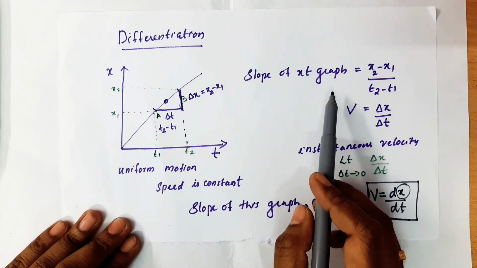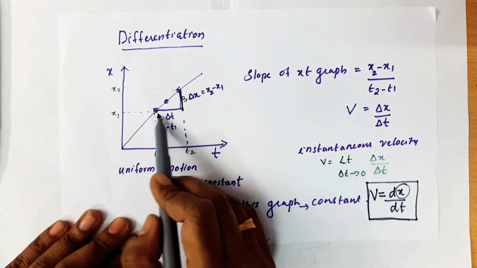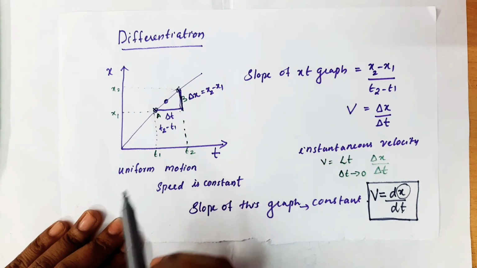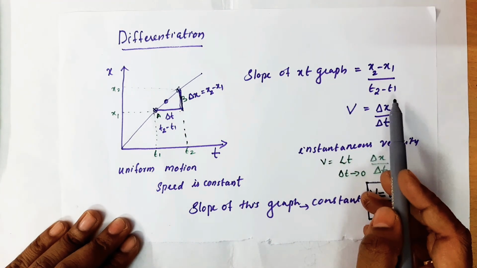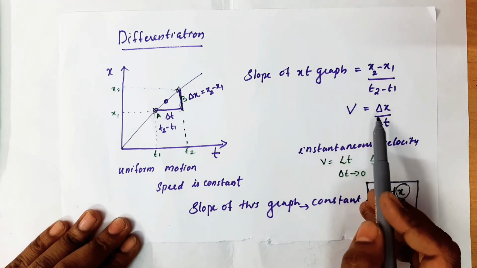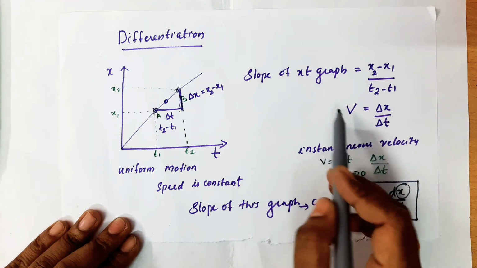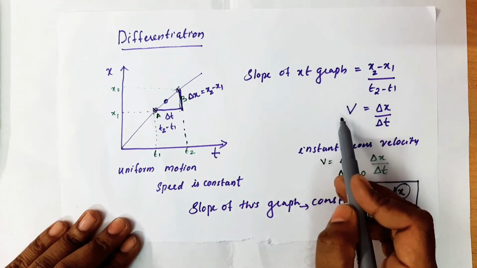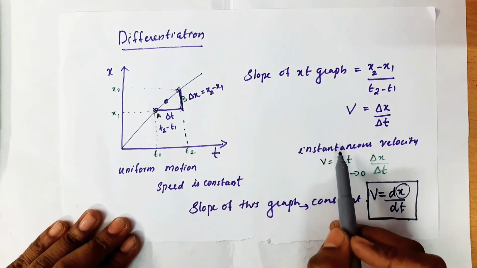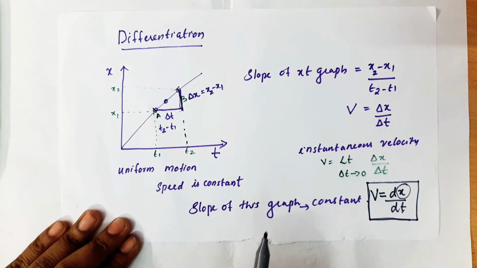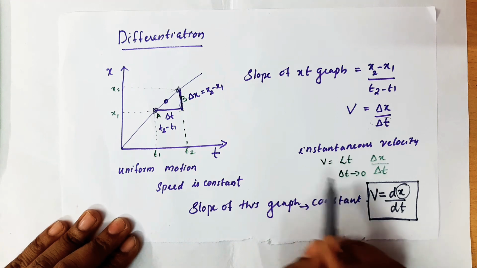Now I am telling what is slope. You take any 2 points of the graph. I have taken these 2 points. So slope is nothing but delta x by delta t. So slope of the graph is (x2 minus x1) by (t2 minus t1). What is x2 minus x1? Delta x. What is t2 minus t1? Delta t. And see, this we are getting is an average only, because we are taking distance for this interval and time for this interval. So if you need the velocity at one particular point, we are reducing this interval.